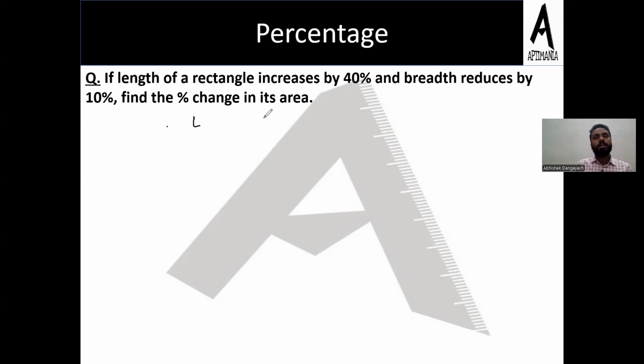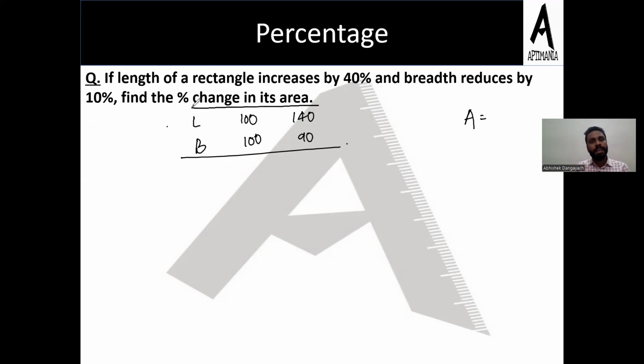So I'm assuming length of the rectangle to be 100. After increment, it became 140. I'm assuming breadth of the rectangle to be 100. After reduction of 10%, it became 90. What is the formula for calculating area of rectangle? Because the change is being asked in the area, I need to calculate area. Area of rectangle is given by length into breadth.